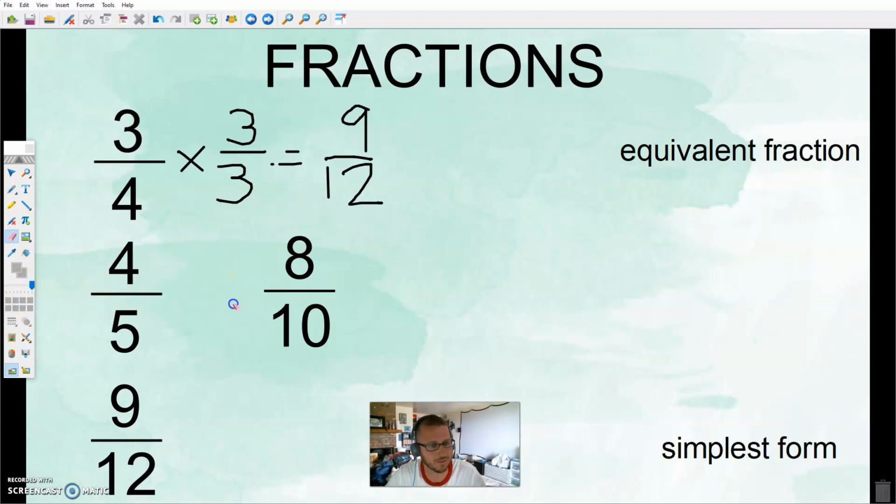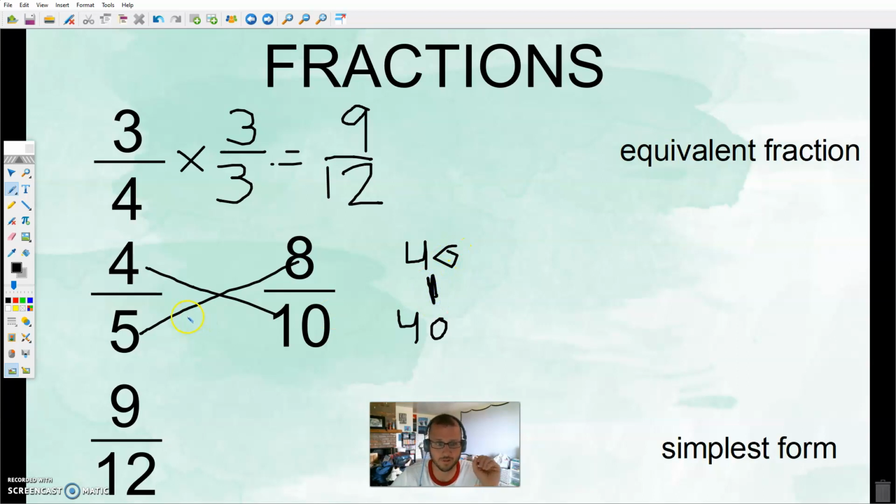The other way we can think about it is what we call cross multiplication. So if I have 4 times 10, that equals 40, and I have 5 times 8, which equals 40. So if I cross multiply and those two numbers are the same thing, that also tells me that those two fractions are equal. So 4/5 and 8/10 are equal fractions.